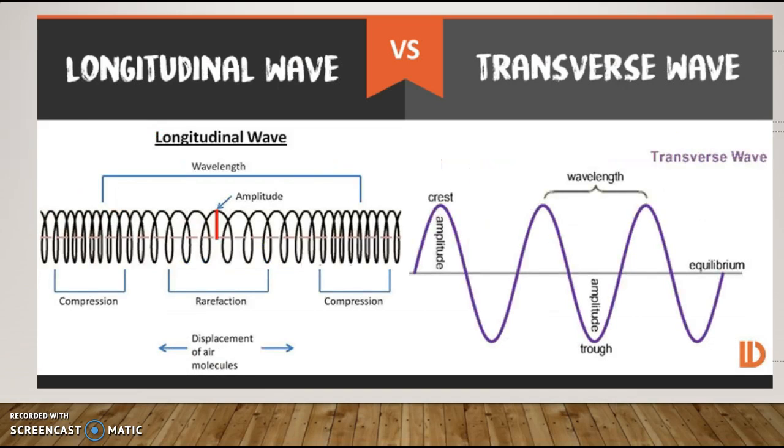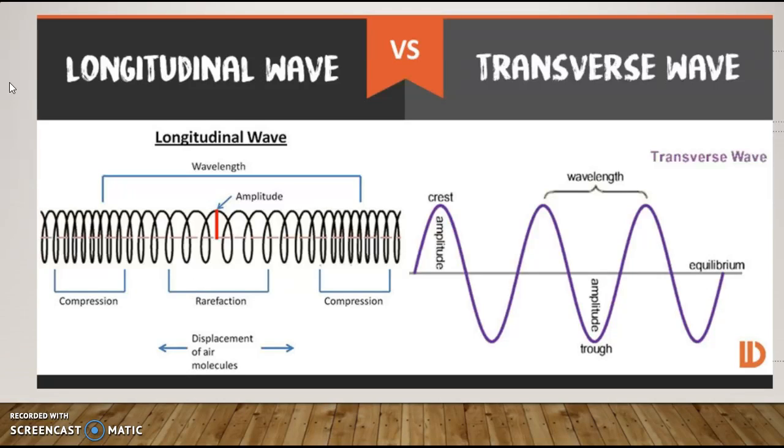So longitudinal waves, some of its properties. There are points where it is more dense, so this would be the compression, and there are points where it is less dense, and that is called rarefaction. The amplitude of the wave is measured from its equilibrium position to the top of the wave, and the wavelength is measured from compression to compression.